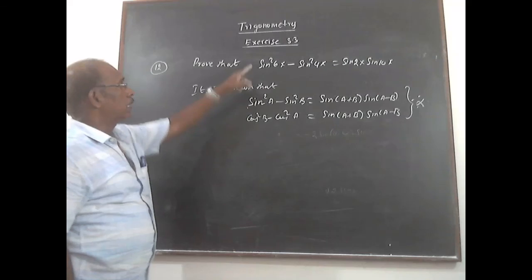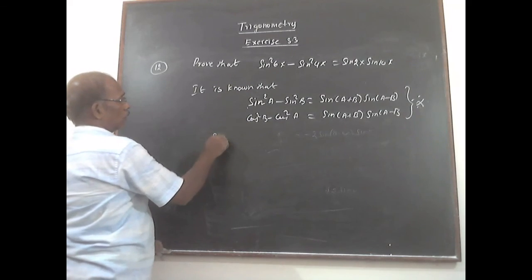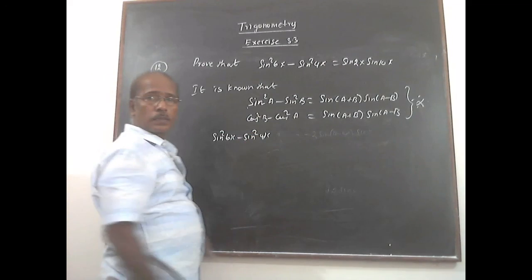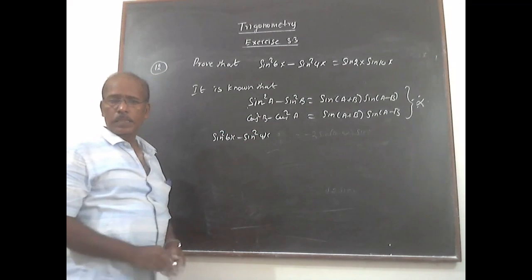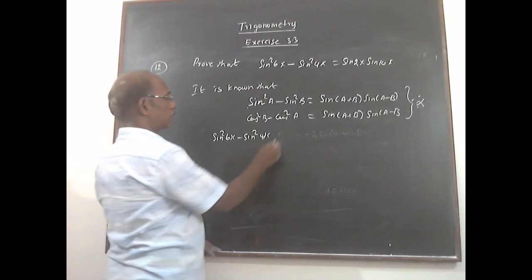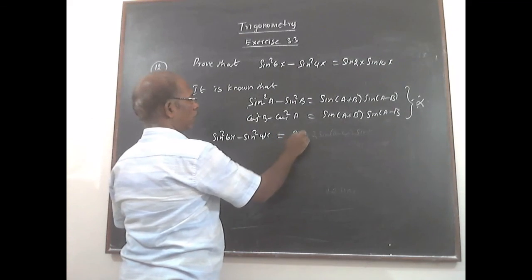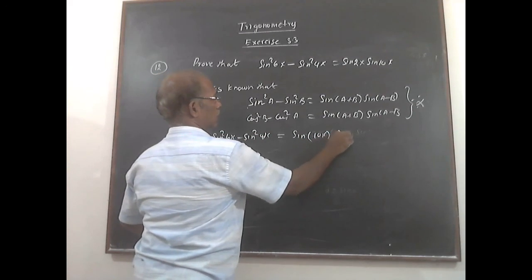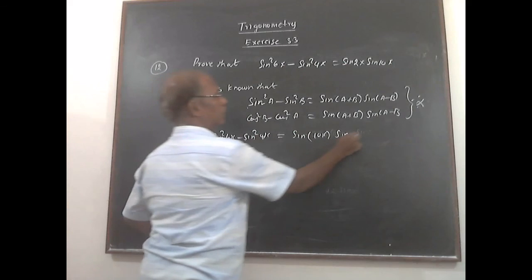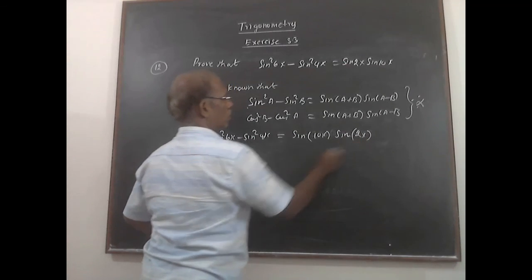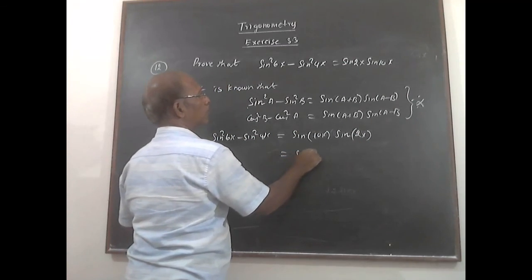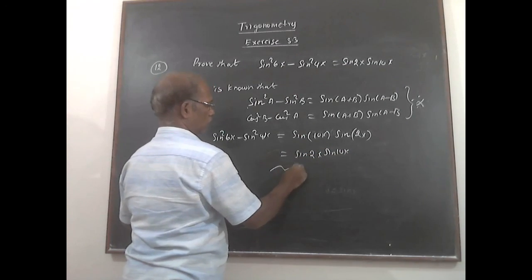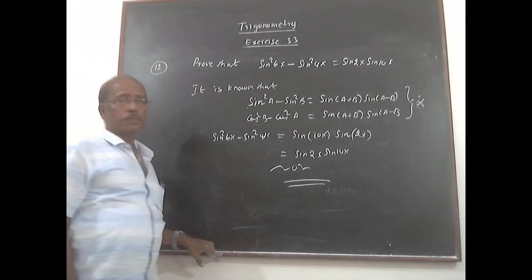Using this identity straight away, sin square 6x minus sin square 4x is equal to sin of a plus b, 6 plus 4, 10x, into sin of a minus b, 6 minus 4, 2x. So therefore sin 2x into sin 10x. So dear student, and see the proof.